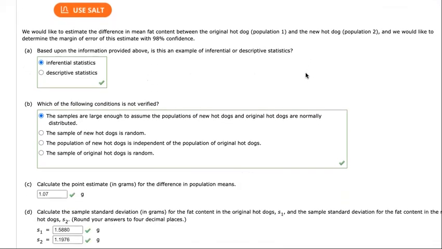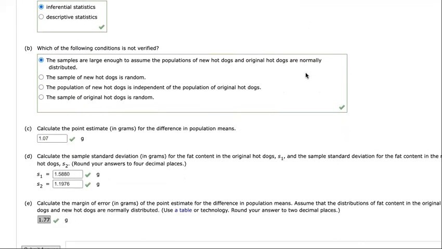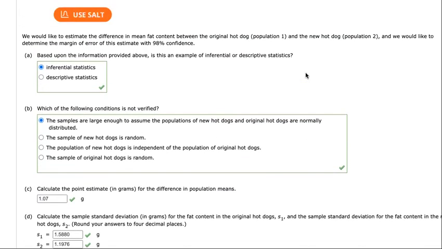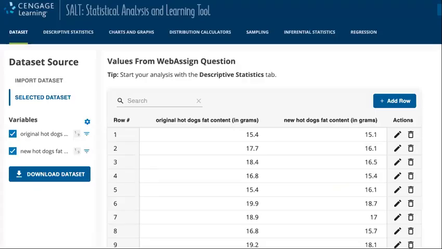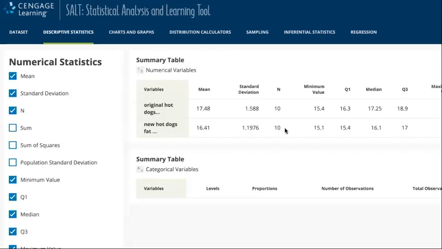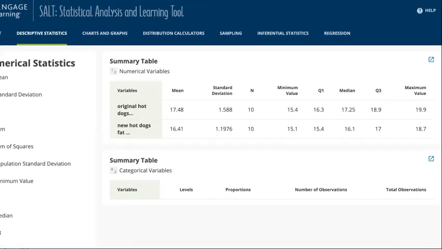Okay, part C, we want to calculate the point estimate in grams for the difference in population means. Well, they gave us a very helpful tool to do that. They say use SALT. So I'll launch that software and we will see what it generates. SALT is a very helpful tool. And we can go to the descriptive statistics where we can see all the values we need in the summary table.